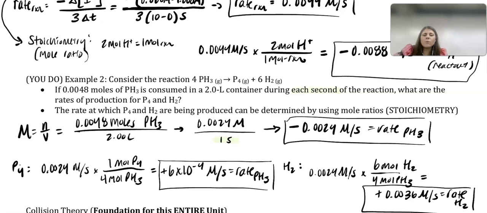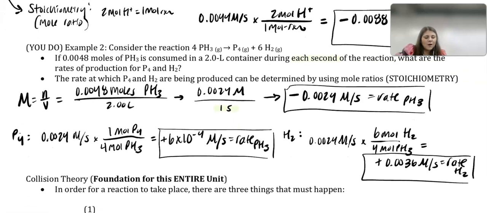And so here you can use mole ratios, stoichiometry, between PH3 and in relationship to the products separately, just using a mole ratio. So you can see in the bottom part, I took the rate I got for PH3, and I know for every 4 moles of PH3, it's 1 mole of P4. So I end up getting 6 times 10 to the negative 4 molarity per second for the rate. And it's positive because this is a rate of production. And then for hydrogen, I did the same thing, but the ratio will be 4 to 6. And I got positive 0.0036 molarity per second.